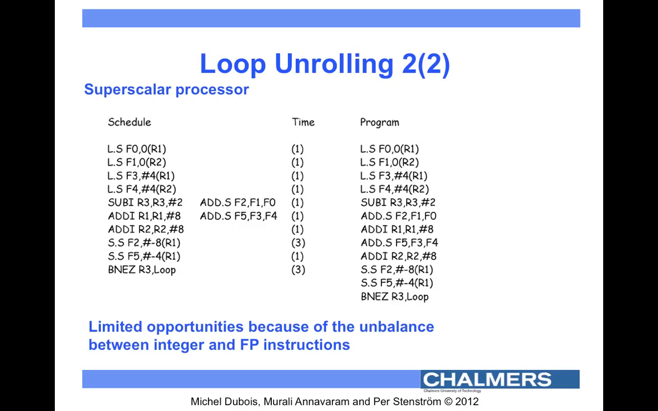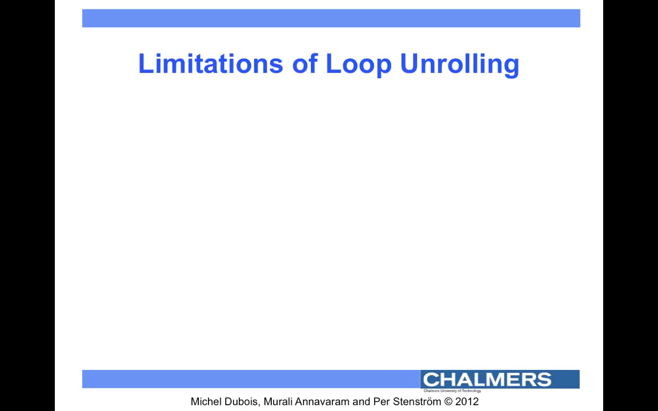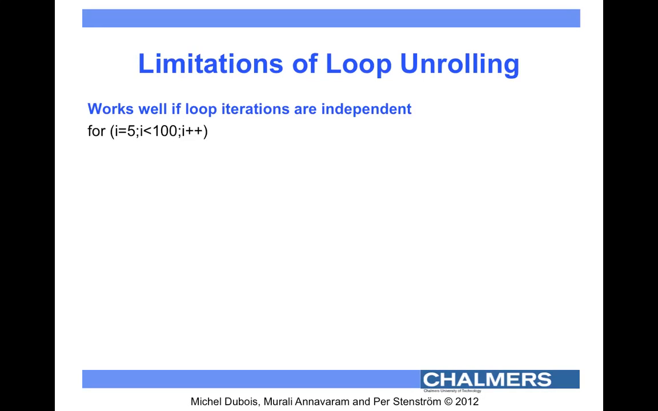And the reason is the imbalance between the integer and the floating point instructions. Now, what are the limitations of loop unrolling? In fact, this could look to be too good to be true. Well, it works well if loop iterations are independent, and that's unfortunately not always the case.